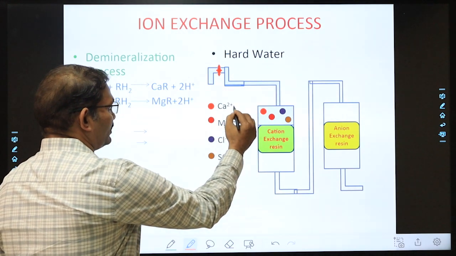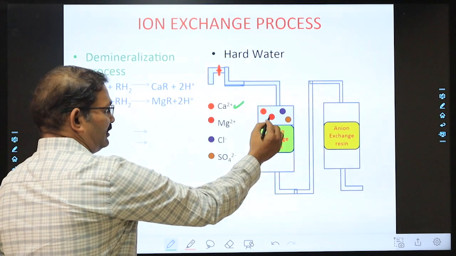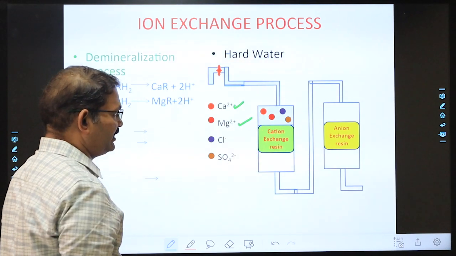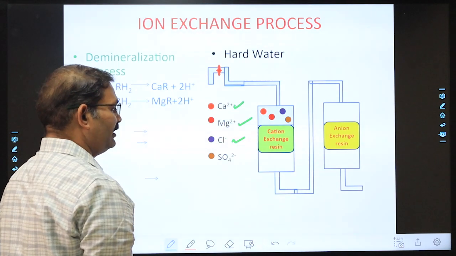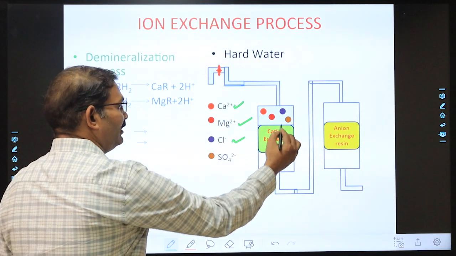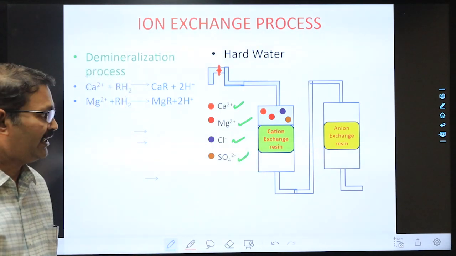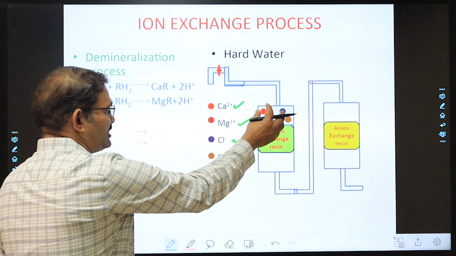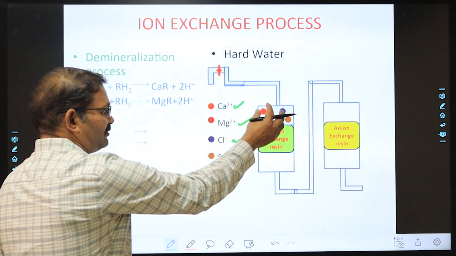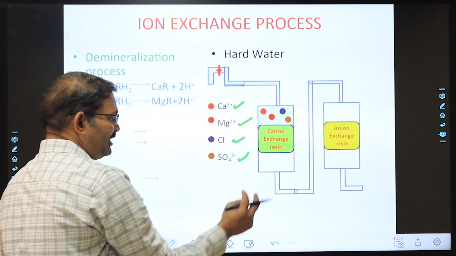So the red mark here is indicated as calcium, the brown mark is indicated as magnesium, the blue mark is indicated as a chloride ion, and this brown mark is indicated as a sulfate ion. So what will happen when we are passing the calcium, magnesium ions and chloride and sulfate ions through the cationic exchanger? As the name indicates, it is a cation.